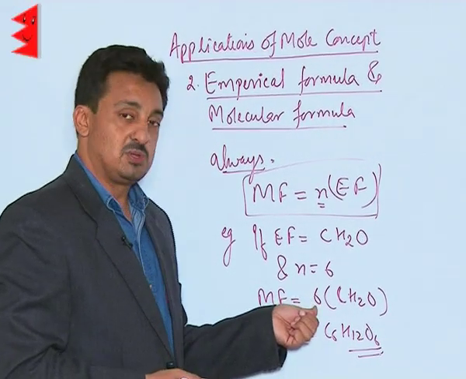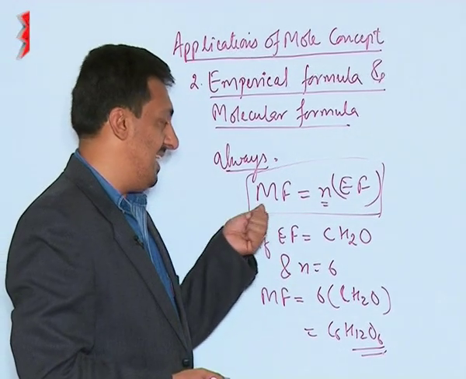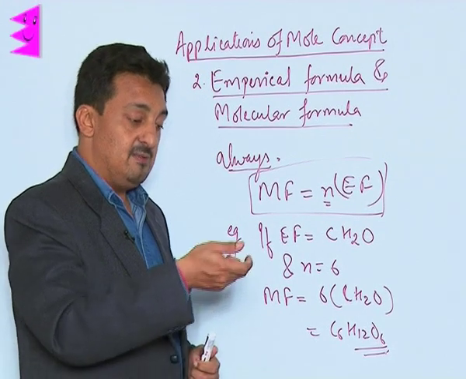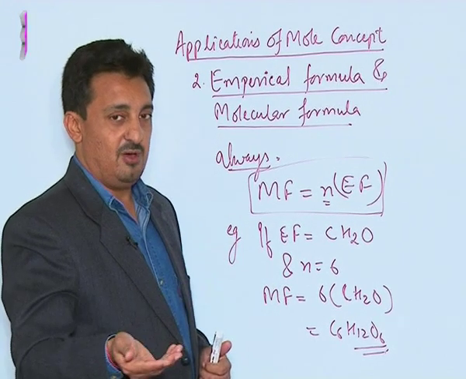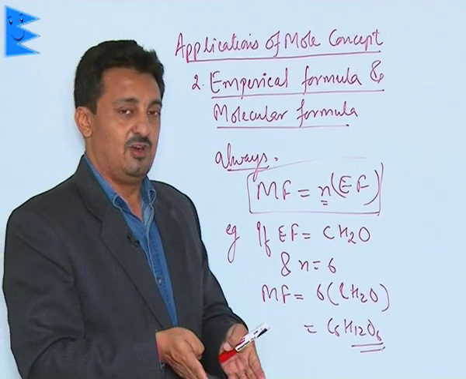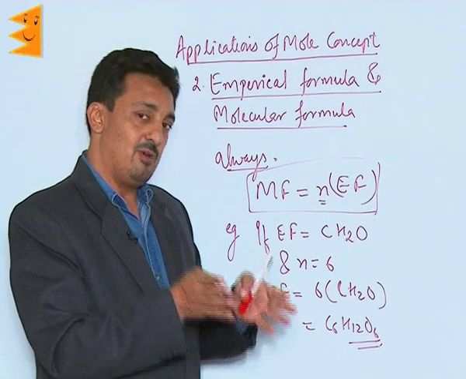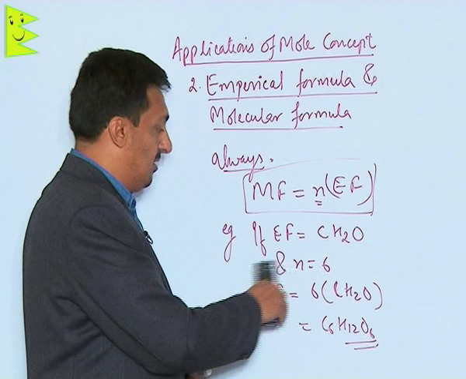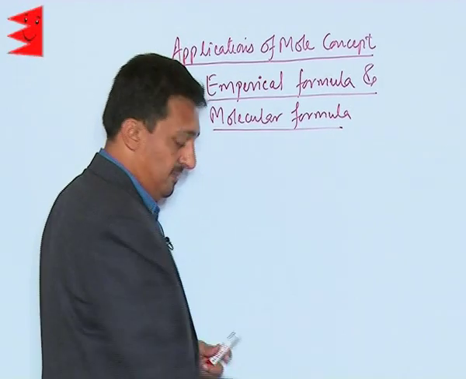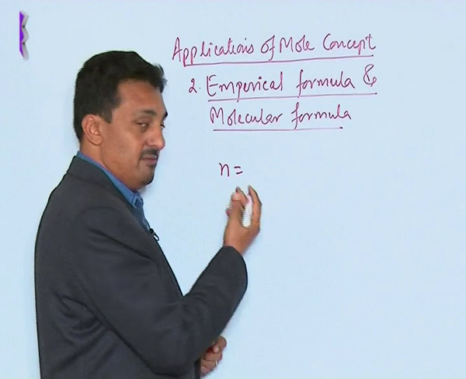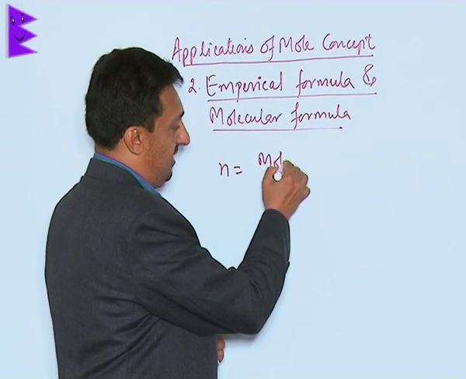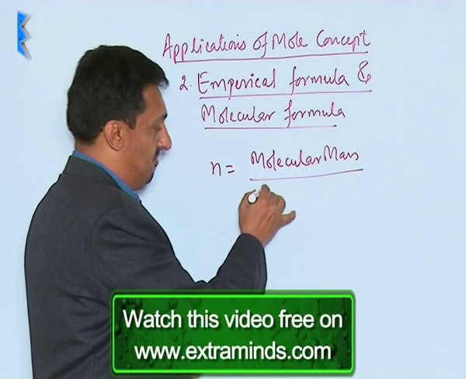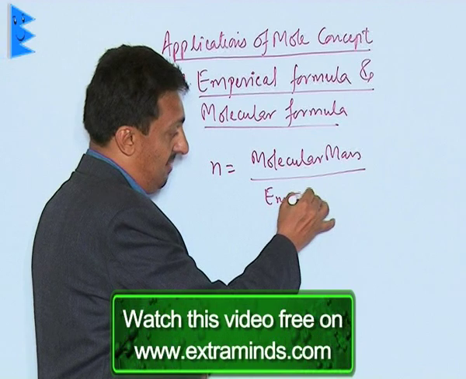So this n is most important for us in finding out exactly what the molecular formula is. And it is always what we say: the molecular formula is n times the empirical formula, because the empirical formula is the simplest ratio or the simplest number of the atoms present, and the molecular formula is the actual number of the atoms present. So there are always certain multiples. Now, how to find out this n: we know this n can be determined from a very basic formula, that it is always the ratio of molecular mass or molar mass by empirical mass.